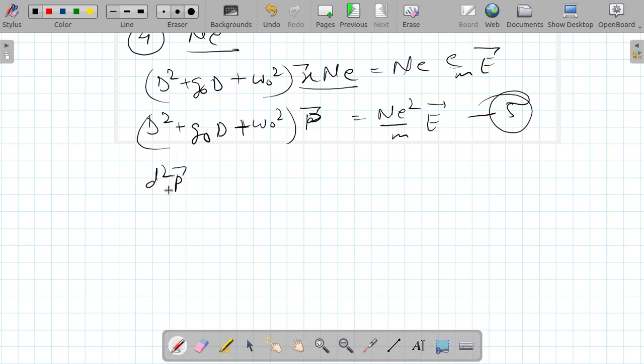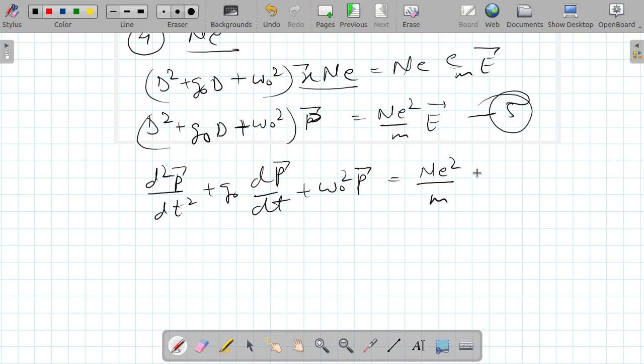Therefore, this equation will become d²P/dt² + g₀ dP/dt + ω₀² P, which must be equal to Ne²/m E. This is equation number 6.